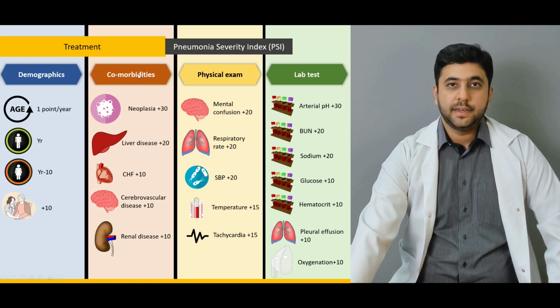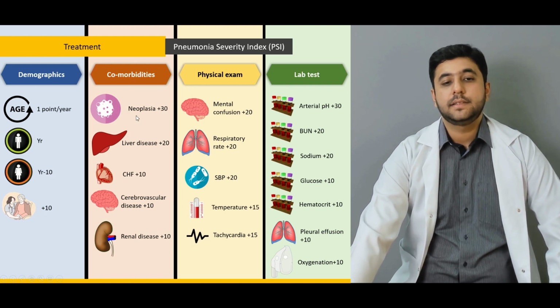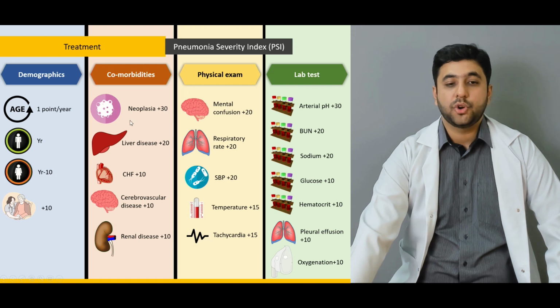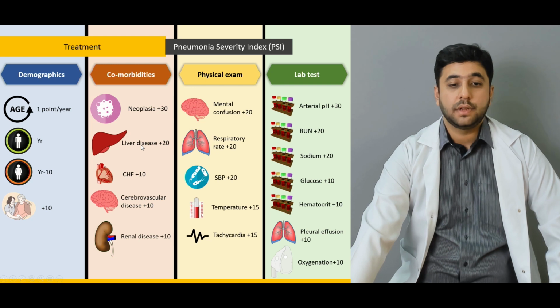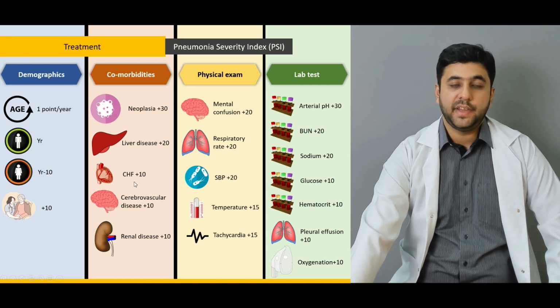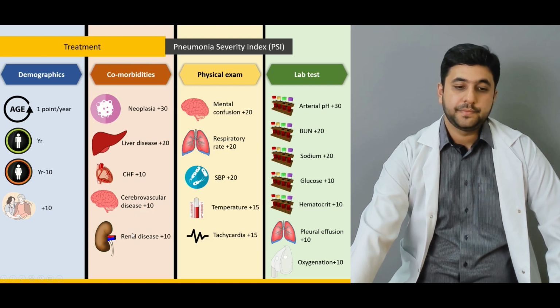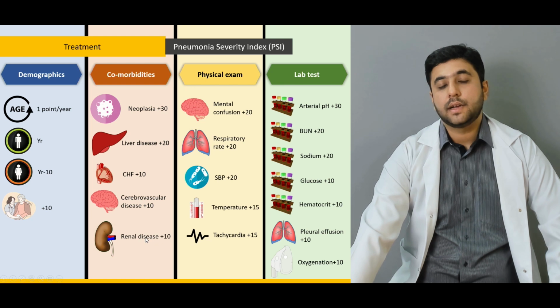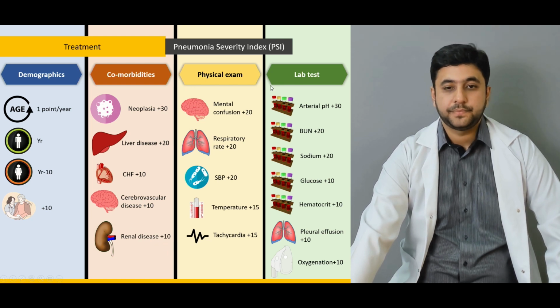Now, the comorbidities which the patient has. If the patient has neoplasia, or is immunocompromised, he gets plus 30 points. If he has liver disease, for example liver cirrhosis, hepatitis, or liver carcinoma, he gets plus 20. If a patient has congestive heart failure, he gets plus 10. If he has cerebrovascular disease, for example stroke, he gets plus 10. If a patient has renal disease like chronic renal failure, he gets plus 10.